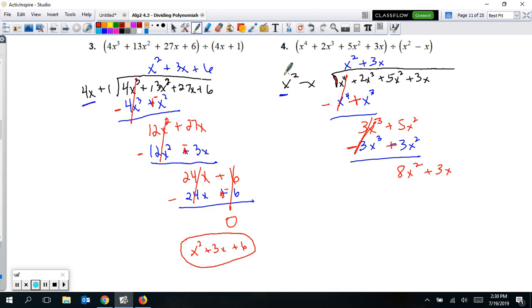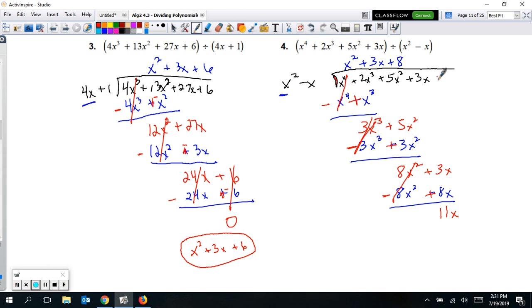And then we ask ourselves, what do we multiply x squared by to get the 8x squared? Well, we need to multiply by an 8. So we're going to put plus 8 there. And so we're going to get 8 times an x squared. So 8 times x squared is 8x squared. And 8 times negative x is negative 8x. Change both signs now as we subtract. And so this becomes a negative 8x squared. This becomes a positive. So those cancel each other out. 3 plus 8 is 11. So 11x is our remainder. And that's as far as we can go.